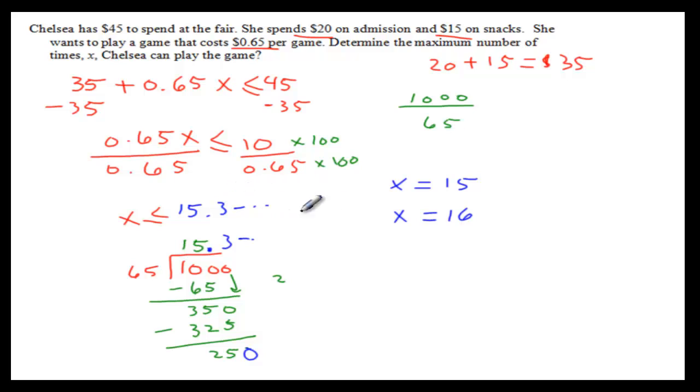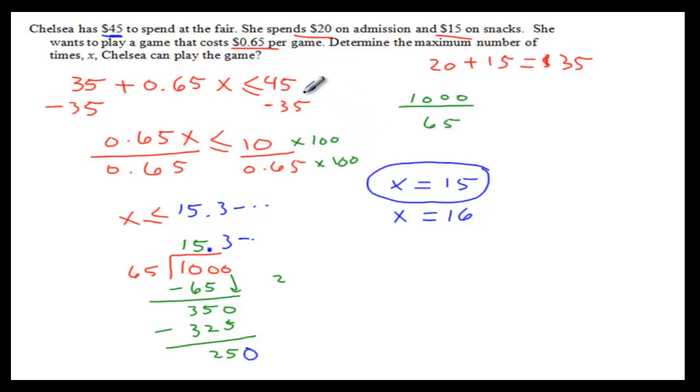Unfortunately, a lot of the students do this question and at the end pick 16. The answer is not 16, the answer must be 15, because she must spend less than or equal to 45. If she plays 16 games, she will exceed the 45. But if she plays 15 games, she will have a little bit of money left over.